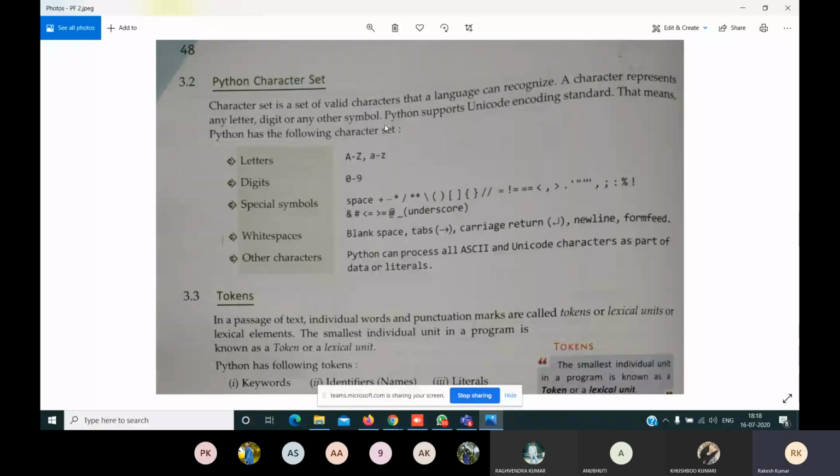One question: in Hindi, what is the meaning of A? Anyone can please give the answer. In Hindi language, what is the meaning of A, B, C? Sir, ka, kha, ga. That means ka is a recognized character, a recognized alphabet in Hindi.